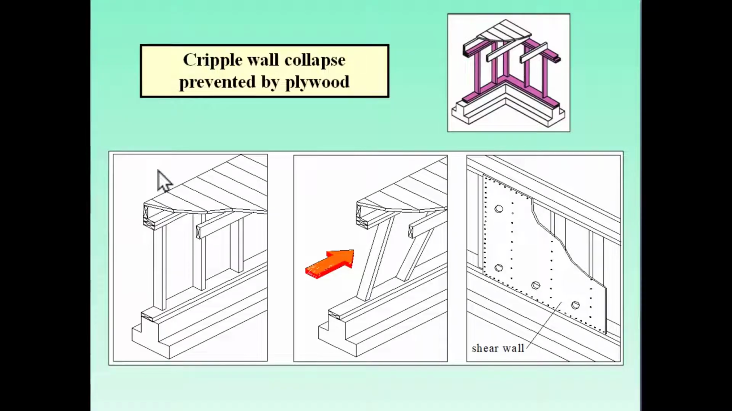Cripple walls are pretty easy to reinforce. So all you need to do is put in some plywood. Here is the floor that you walk on, and again this is the cripple wall itself, and then this is the foundation. As earthquake forces come this way, they try to knock the cripple wall over like you see here, and all you need to do is put in some plywood and just make sure it's nailed properly, done in a very effective way, and that's all you need to do to keep the cripple wall from collapsing.